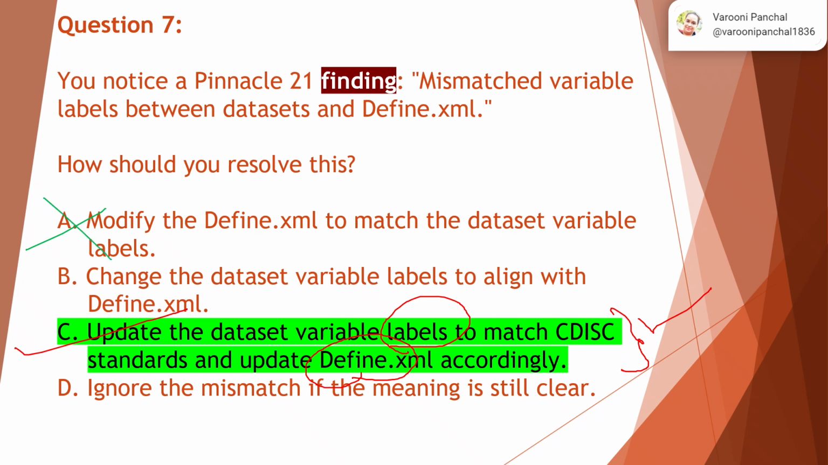Option B says change the dataset variable labels to align with define.xml. No, you have to ensure that the labels are the same in both according to the CDISC standards. Option D, ignore the mismatch if the meaning is still clear. No, you cannot ignore any kind of labels, and labels should match as per the CDISC standards.